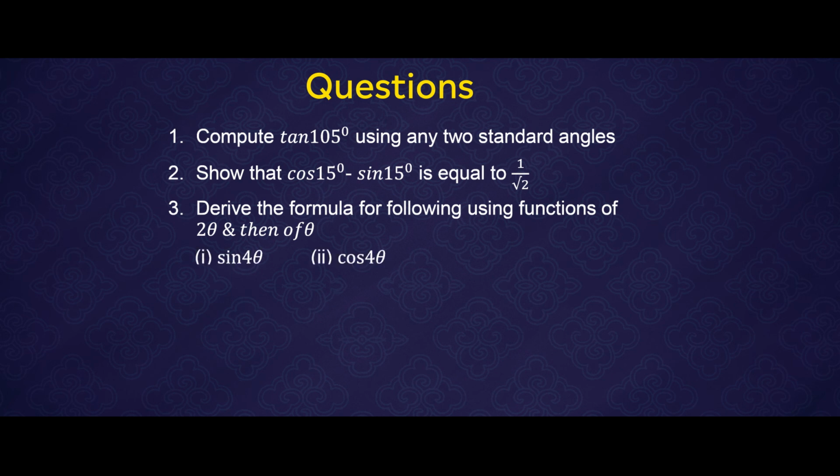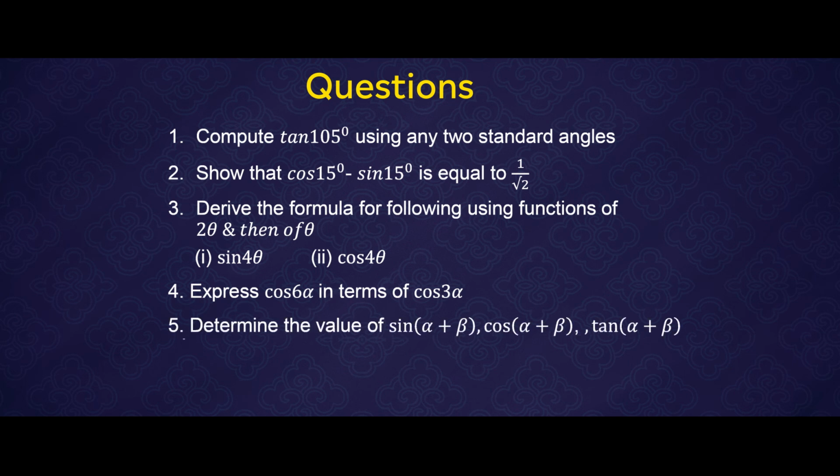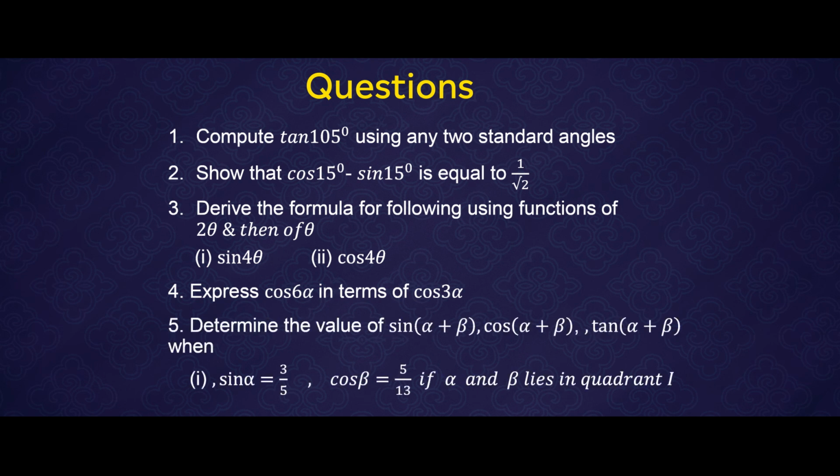Then number 4 is express cos 6 alpha in terms of cos 3 alpha. Then 5 is determine the value of sin alpha plus beta, cos alpha plus beta, tan alpha plus beta when sin alpha is 3 over 5, cos beta is 5 over 13. So these are the 5 questions for you students.